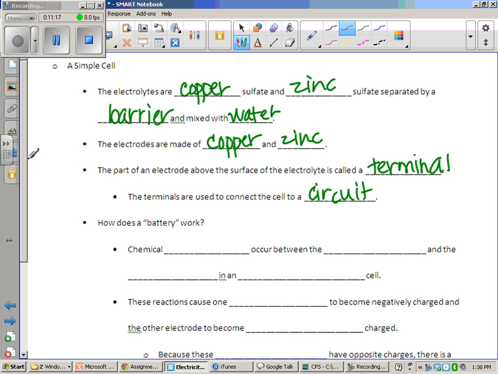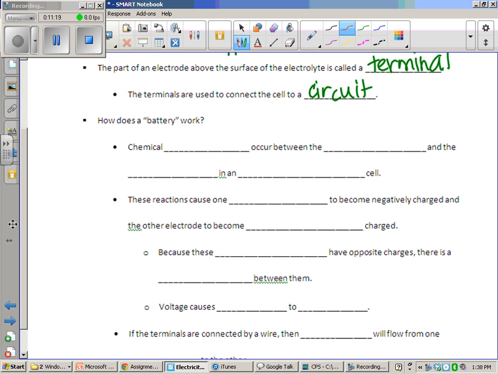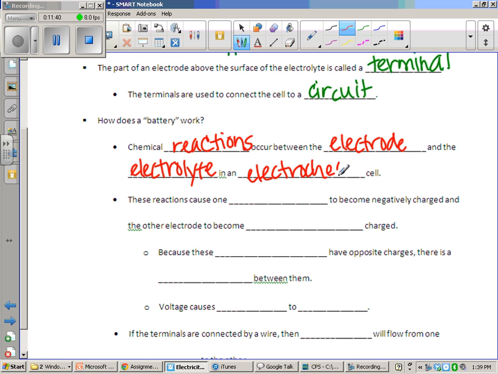Okay, so how does a battery work? You're having chemical reactions that occur between the electrode and the electrolyte in an electrochemical cell. These reactions cause one electrode to become negatively charged and the other electrode to become positively charged.